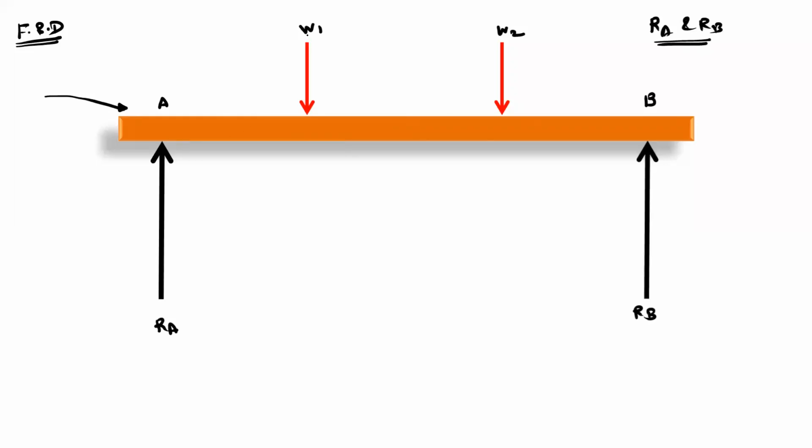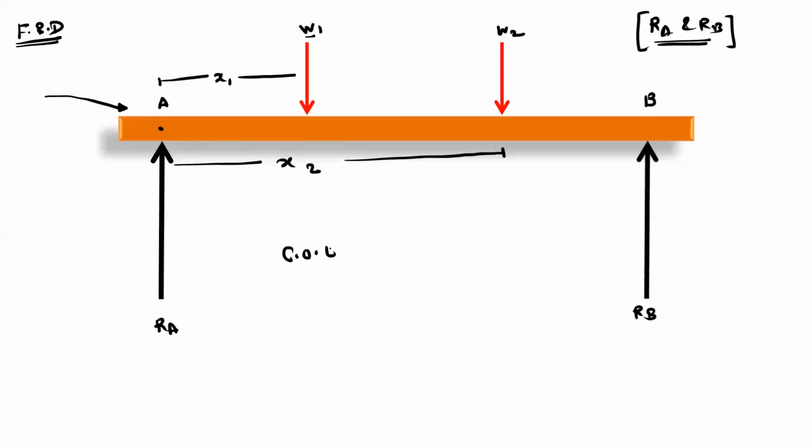For that, first we have to observe the distance of W1 with respect to point A. So I will assume this as x1, and W2 from the same point is x2. We will measure this during the experiment with respect to point A, or you can measure this with respect to point B. Right now I have taken the distances x1 and x2 with respect to point A because I will take the moment about point A.